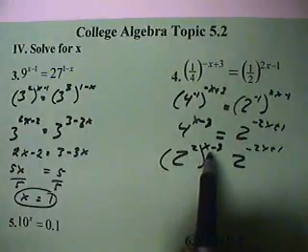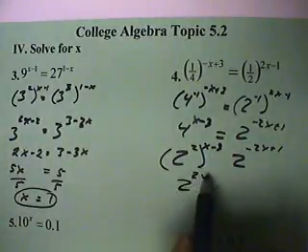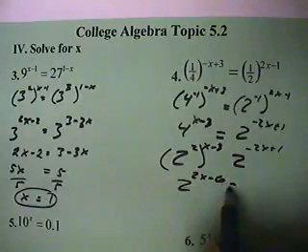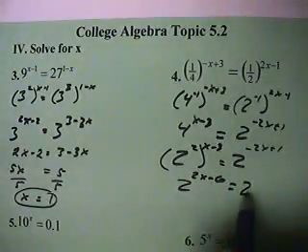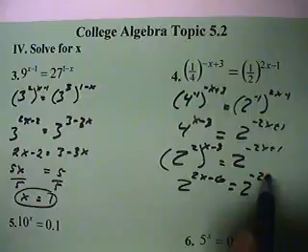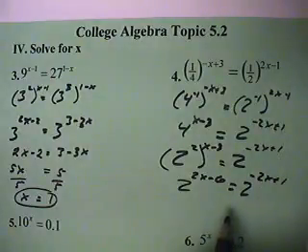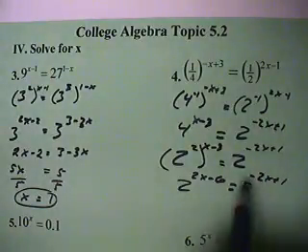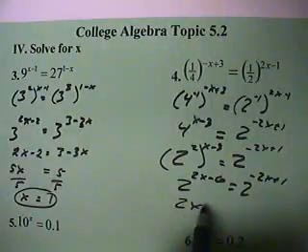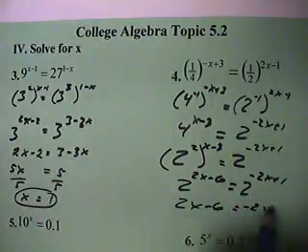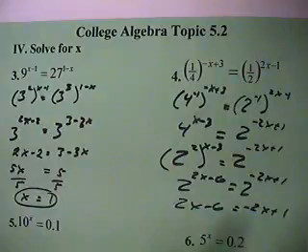Now I have, again, powers raised to powers, so we're going to multiply. So we get 2x minus 6. And over here we'll still have negative 2x plus 1 as the exponent. Now we have common bases, we can equate the exponents. So this will be 2x minus 6 equals 2x plus 1.